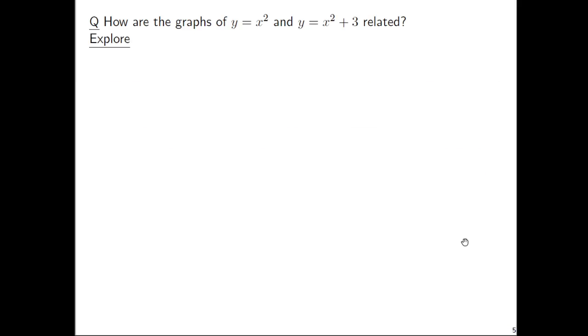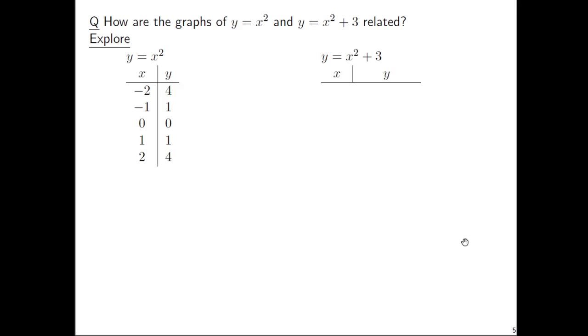So how are the graphs of y equals x squared and y equals x squared plus 3 related? Well, to just explore for a moment, let's write out a chart of x and y values. Again, this is just for exploration. So when you plug in -2 for x, -2 squared is +4 for y. -1 for x translates to 1 for y. 0 for x becomes 0 for y. 1 for x means you'll get 1 for y. Plug in 2 for x, 2 squared is 4. That's what you get for y.